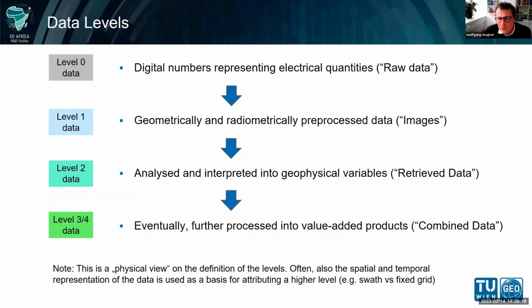At the next level, you have those data interpreted and analyzed and represented as geophysical variables like soil moisture or flood extent or leaf area index or any other of these variables. You could refer to those as retrieved data from the Earth observation data. And at a higher level, you would start combining data from different satellites, or for example, combining satellite data with model data to produce value-added data products. So in a way, combined data products.